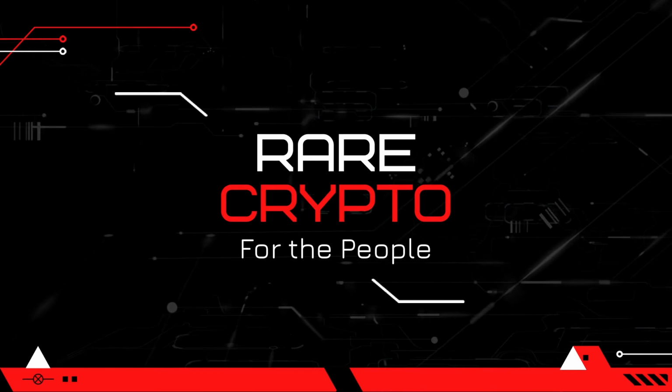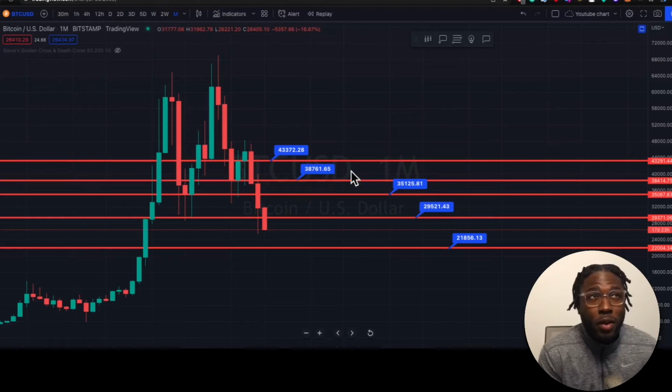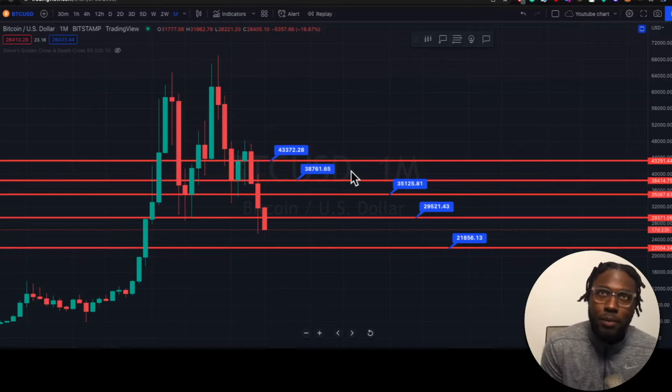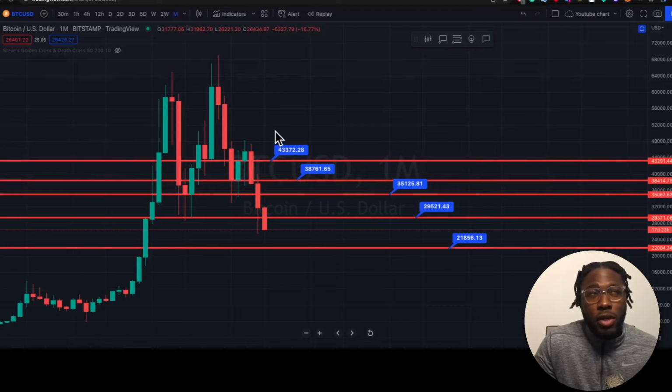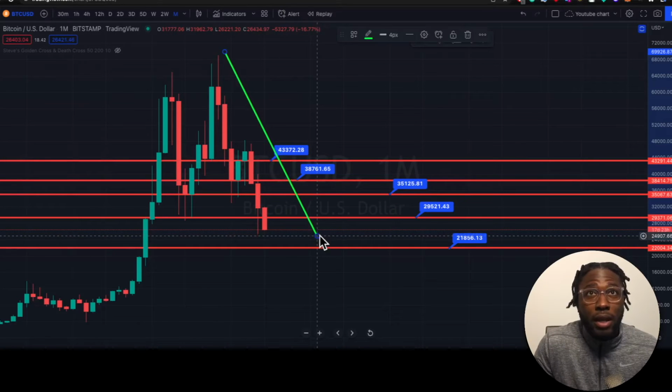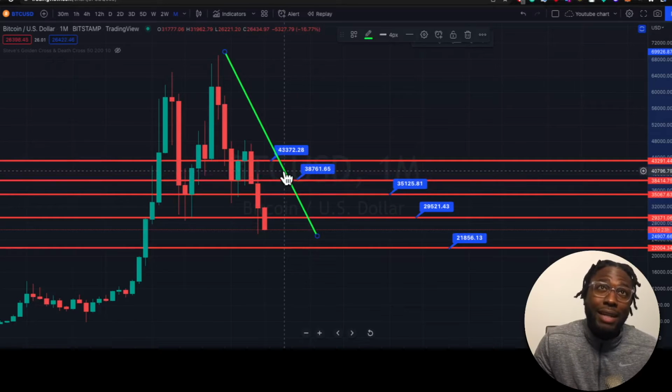Alright, so what we're looking at here is the monthly chart of Bitcoin to USD on the Bitstamp chart. Looking at this chart, we can see that we are in a downward trend. How do you know we're in a downward trend? We're going to get a trend line here, and from the top we are going to make it drop. Boom. So we're able to validate that the trend is down at the moment.